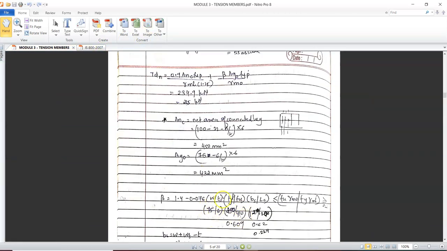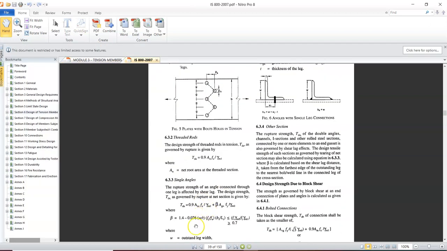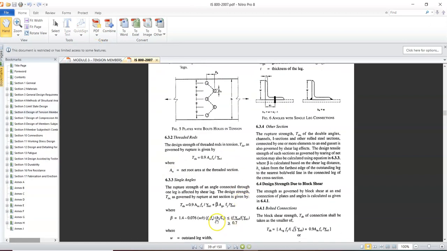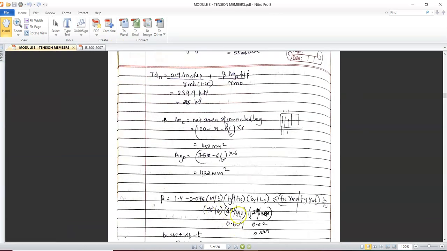Now coming to T. T is the thickness of the angle, which is 6 mm. The same thing is substituted here. Now coming to the second term, that is Fy by Fu of the angle, that is 250 divided by 410. Next, Bs by LC.